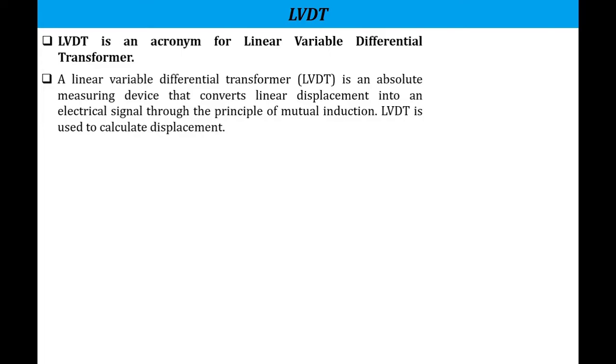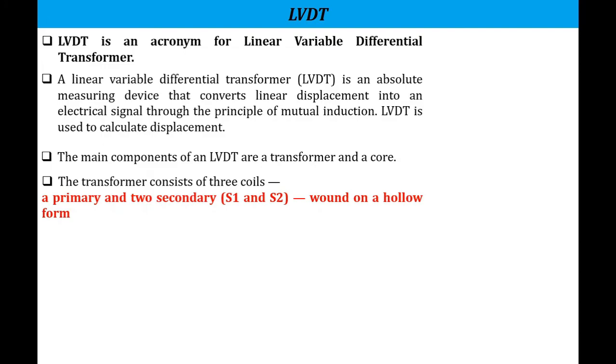It is an absolute measuring device that converts linear displacement into an electrical signal through the principle of mutual induction. LVDT is used to calculate displacement. The main components of the LVDT are a transformer and a core. Now, the transformer consists of three windings. It has one primary winding to which AC supply is given, and it has two secondary windings, that is S1 and S2, which are wound on a hollow form.